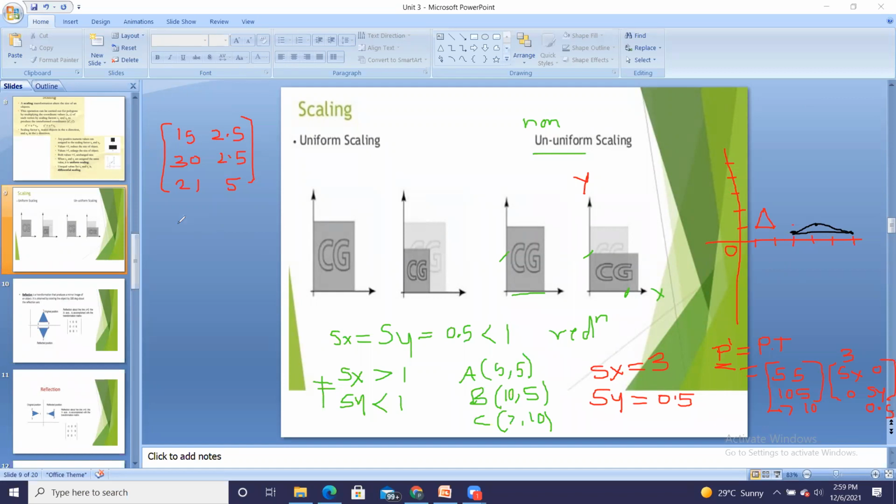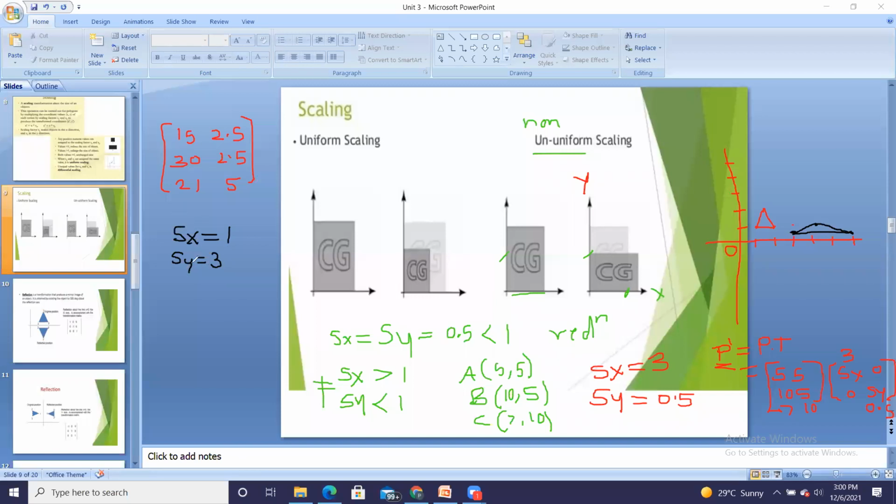That is, the width should not change means what? Sx should be equal to 1. There is no change along x-axis. Horizontally, there is no change. Width remains as it is. For this example, if I want to keep the width as it is, I have to select Sx such that the original coordinates will be as they are. So Sx will be equal to 1. But at the same time, I have to expand along height by 3 times. So Sy will become 3.